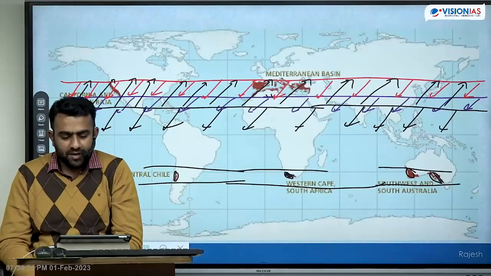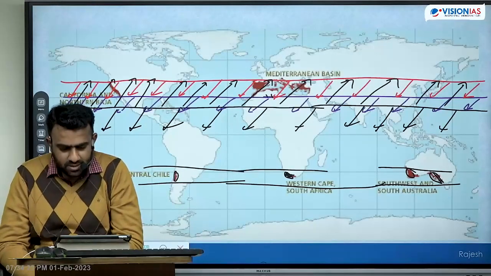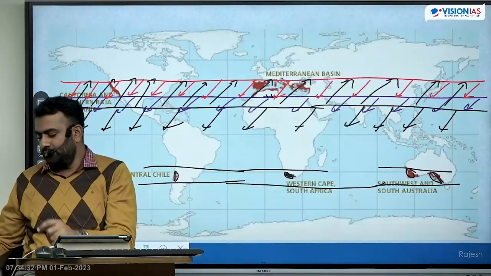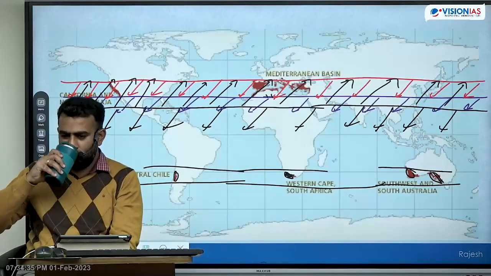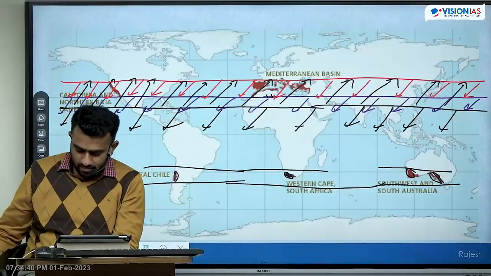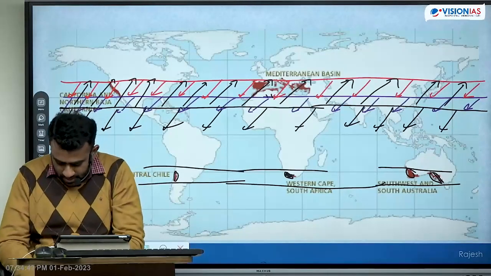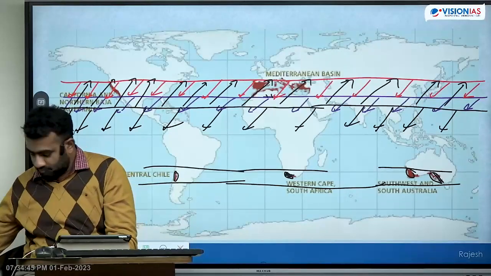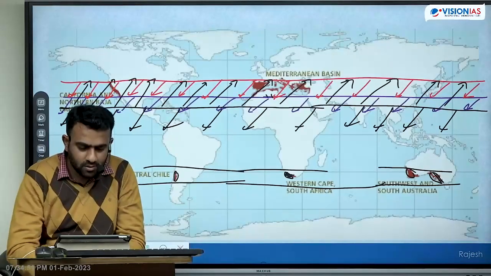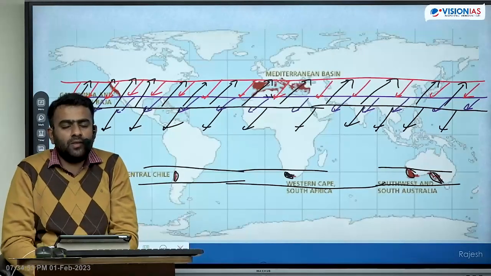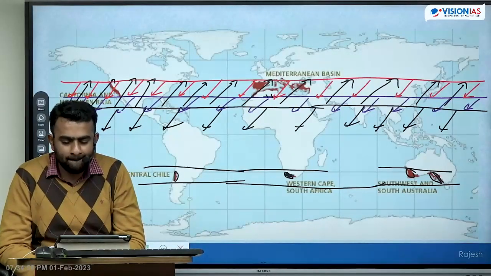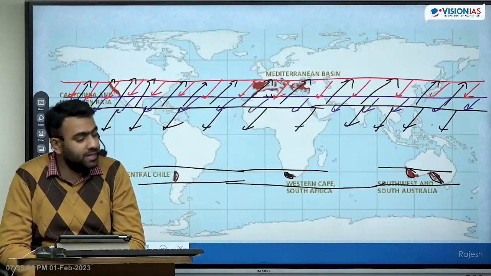So that is Mediterranean type of climate. Next, steppe type of climate. It is also called as warm temperate continental.